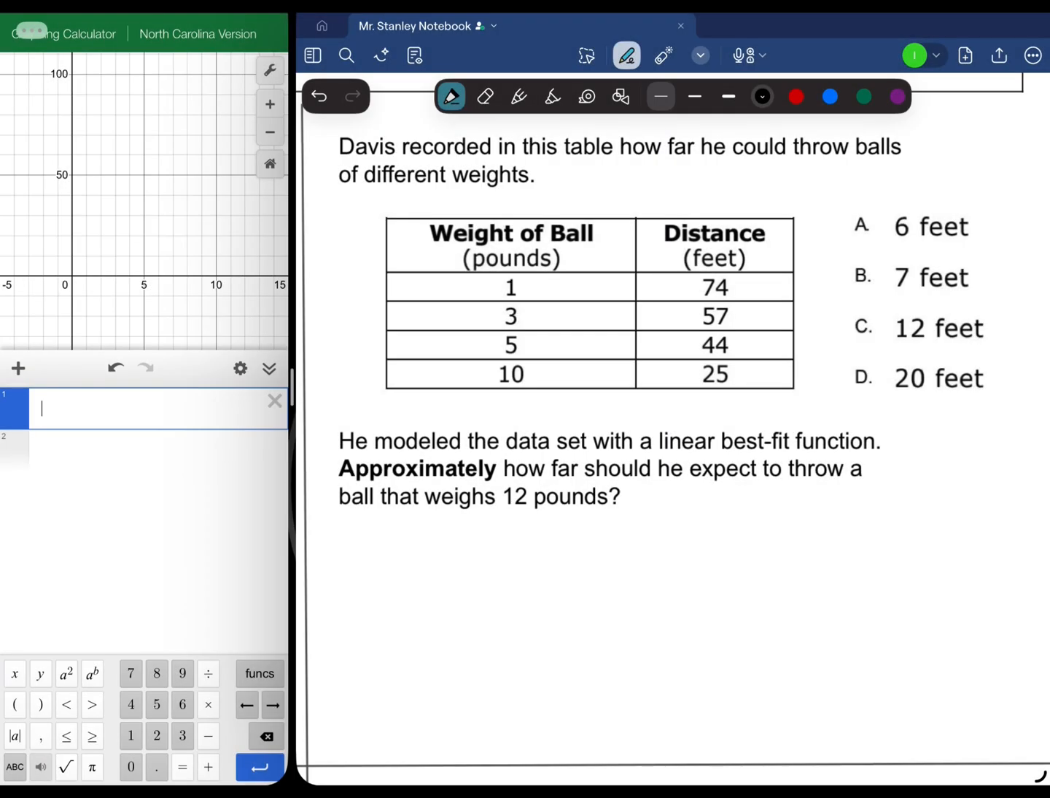Okay, so now let's look at example 2. Example 2 says Davis recorded in this table how far he can throw a ball of different weights. He modeled the data set with a linear best fit function. Approximately how far should he expect to throw a ball that weighs 12 pounds? So when we look at this problem, the first thing that stands out is that we're looking for a linear best fit function. So with the linear best fit function, we're looking to make a linear regression.